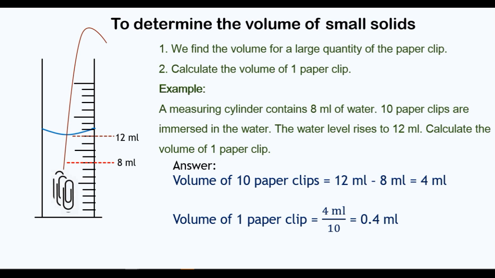In this example, the reason we use 10 paperclips is so that the level of water rises by an amount that we can actually measure from the cylinder. If we use only one paperclip, the level of water will rise by a very small amount, and we cannot read the rise in volume.